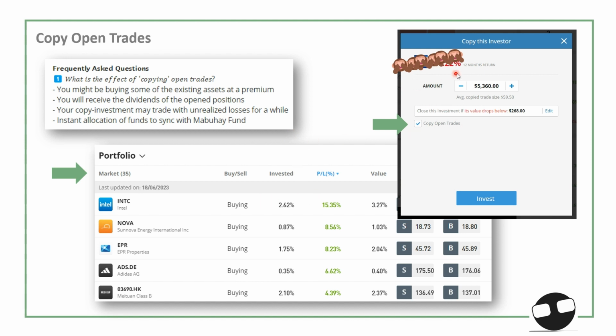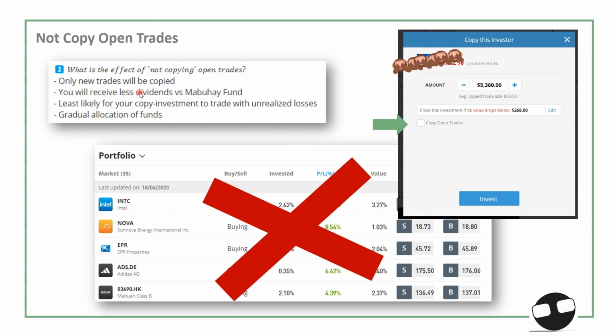If you click copy, you will see the performance in the past 12 months or 2 years of the copied investor. Then you can decide about the amount, and you can see here that there's a checkbox for copy open trades. If you don't copy open trades, what will happen? Only new trades will be copied, and you will receive fewer dividends versus the portfolio, and your copy investment is least likely to trade with unrealized losses. Why? Again, because you're not copying the existing 35 assets of the portfolio, thus marking it with X. If you uncheck that, you're only copying the trades that will be opened by the popular investor from the timestamp of your copy investment. So that's how copying and not copying open trades would affect your copy portfolio.